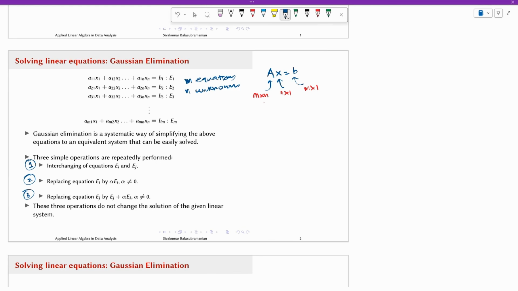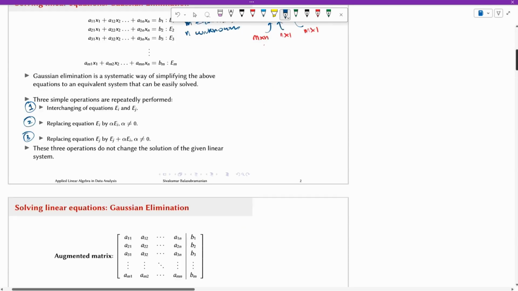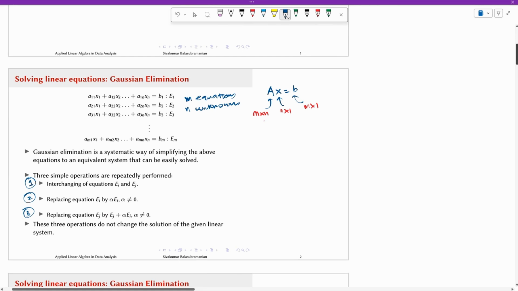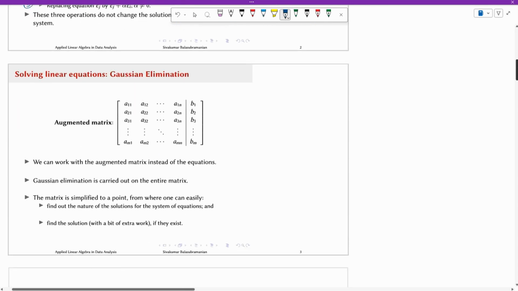And these are essentially the 3 steps we will do repeatedly to arrive at a simplified version of the set of equations so that the equations can be very easily solved. These are operations in terms of equations, right? But we said we are going to represent linear equations in matrix form. So we need to look at what these 3 operations correspond to in terms of manipulating a matrix, the A matrix or AB matrix, in fact.